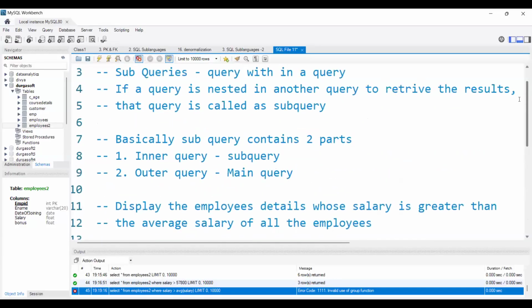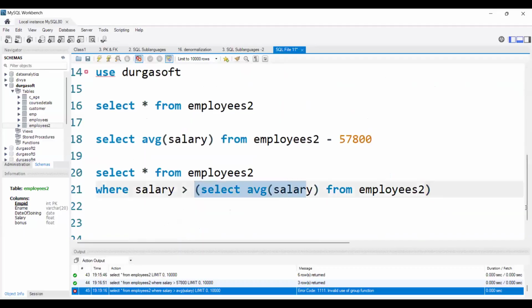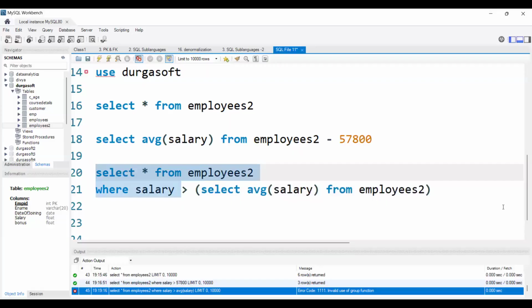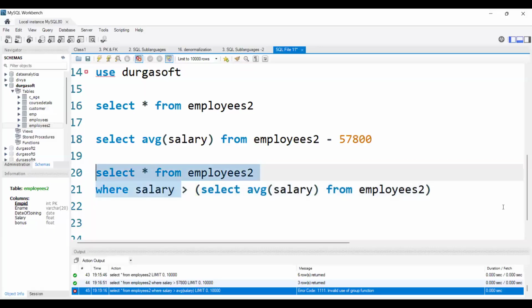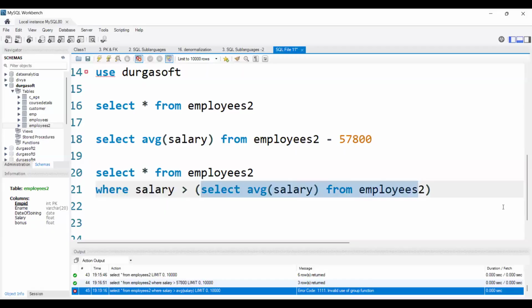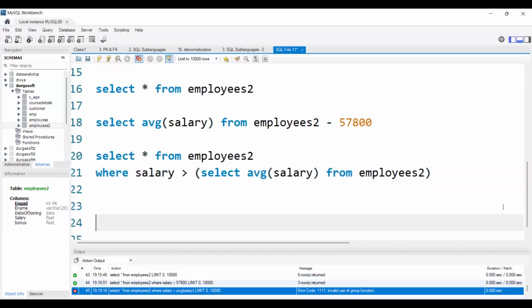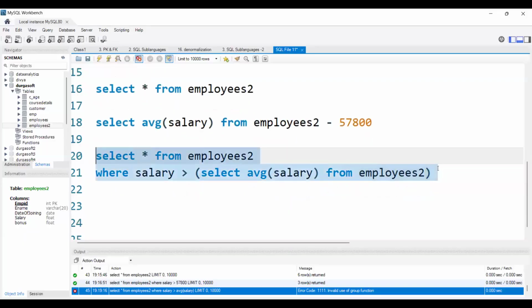As I said, in subqueries we have two queries: inner query and outer query. The inner query is also called the subquery, and the outer query is also called the main query. So this query becomes our subquery or inner query, and this query becomes our outer query. Basically we are writing one query inside another query, because I used parentheses over here. Now let's execute this.